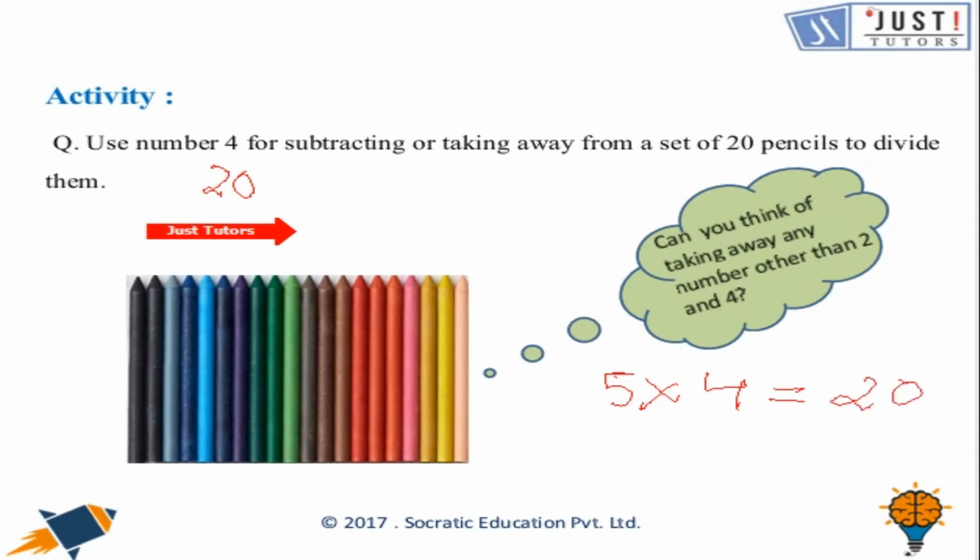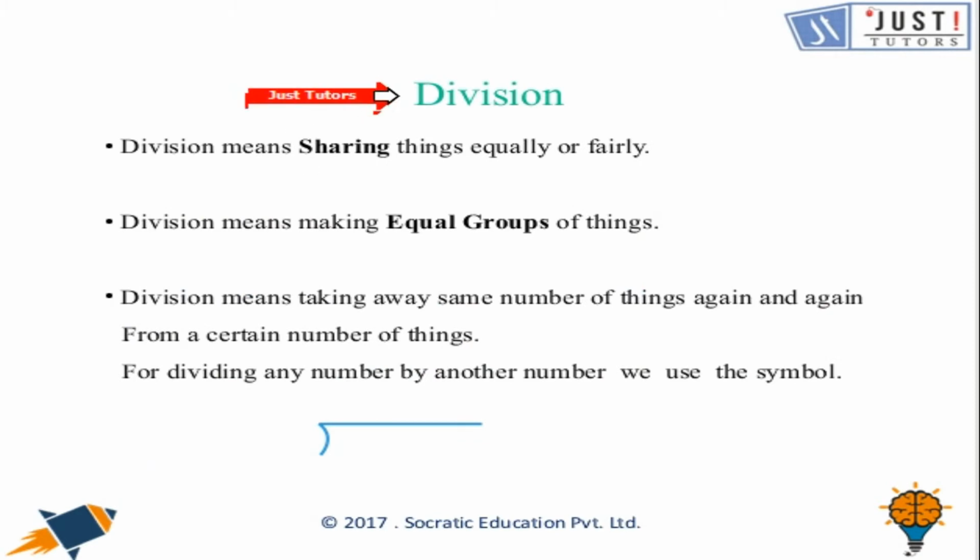Now, let's talk about division. Division means sharing things equally or fairly. It also means making equal groups of things. Division means taking away the same number of things again and again from a certain number of things. And for dividing any number by another number, we generally use the symbol.